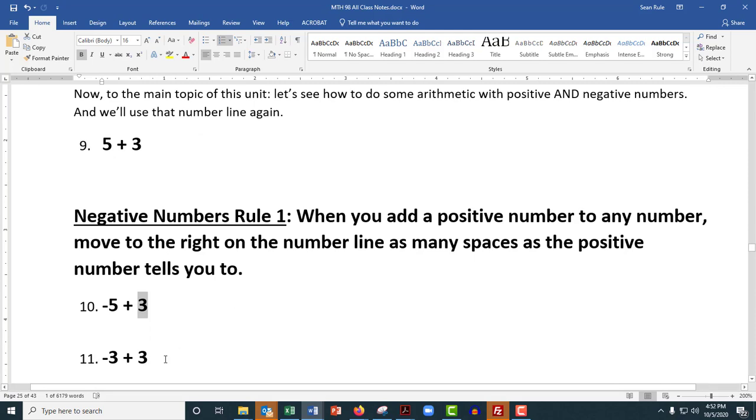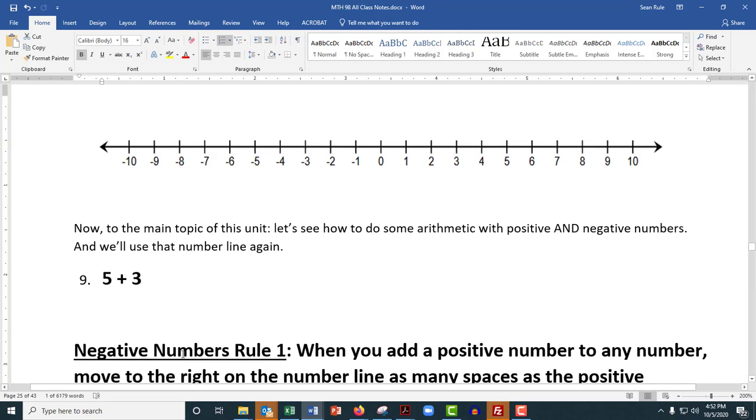Negative 3 plus 3. Same exact idea. You're going to start here at negative 3, and you're going to add 3 things to it. 1, 2, 3, and you're at 0. So when you add a positive, you're moving to the right on the number line. By definition, you are increasing whatever you started with.